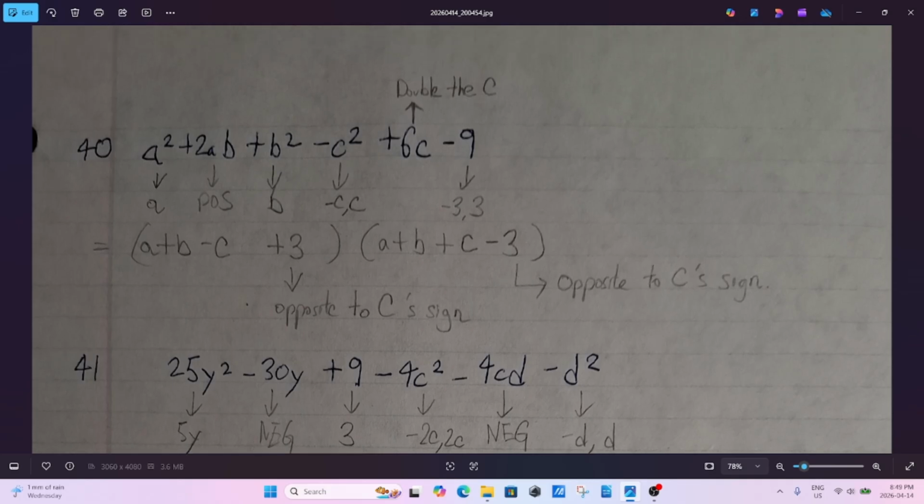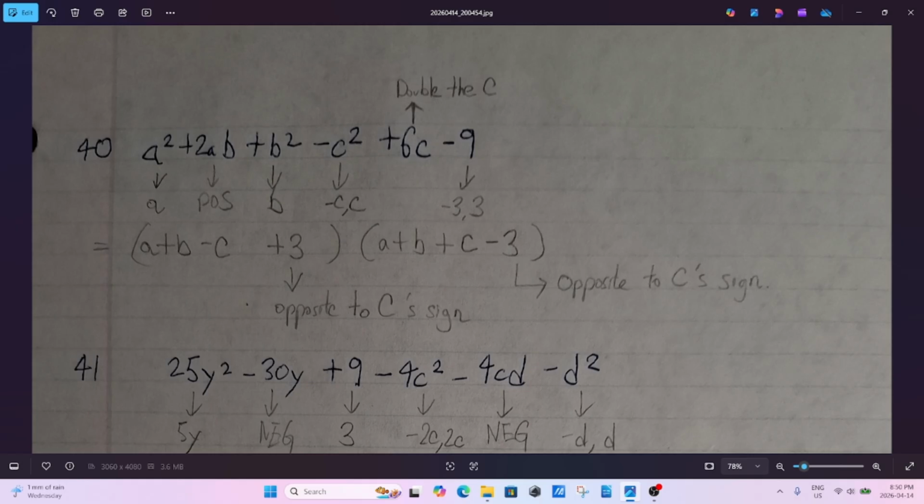Question 40, a squared plus 2ab plus b squared minus c squared plus 6c minus 9. So we look at the a squared plus 2ab plus b squared, we know it's going to be a plus b times a plus b. We look at the negative c squared plus 6c minus 9. And we can see that to get negative c squared, one of the c must be negative. So we put a negative c in the first bracket and a positive c in the second bracket.